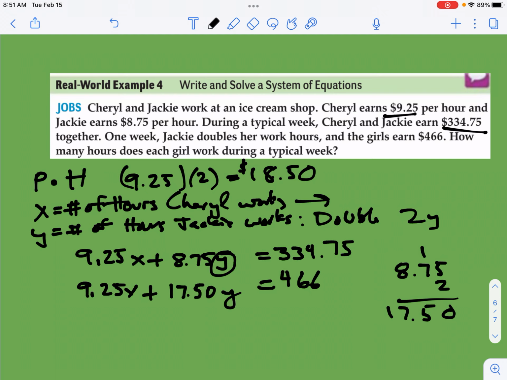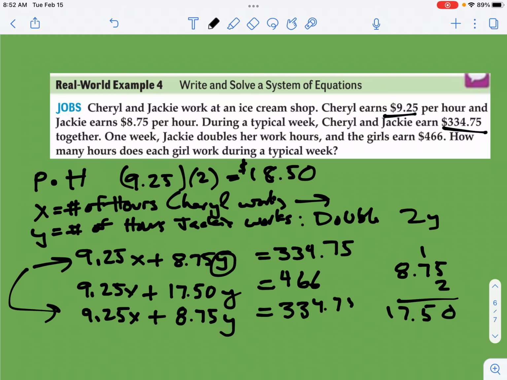Now, I am going to subtract. In this one, because we're dealing with money and decimals, I am going to take this one and move it down here. And you'll see why in a second, because I don't like dealing with negative money. All I'm doing is copying the top equation so that it is down below. Now I'm going to start my elimination process here, right?